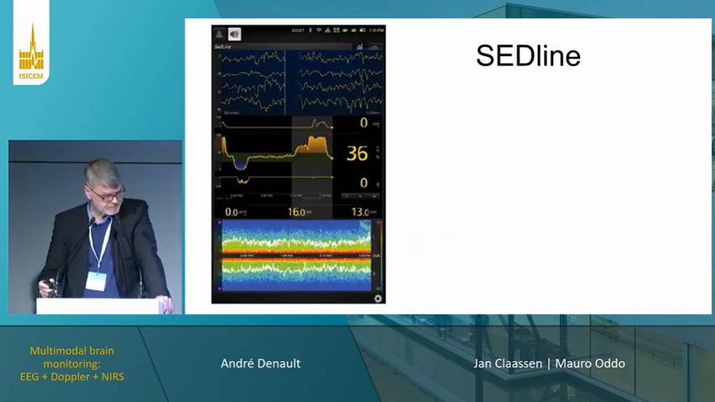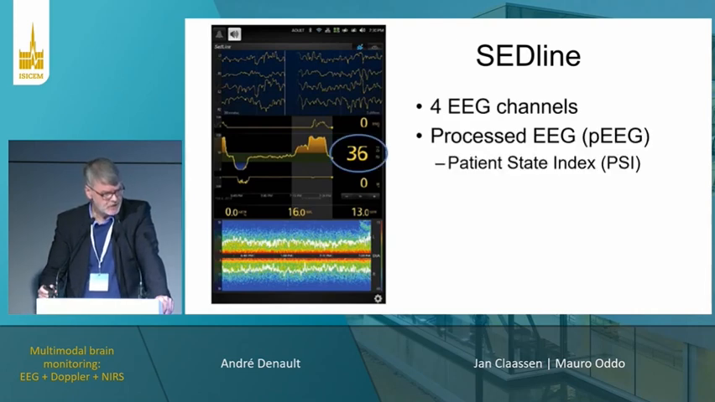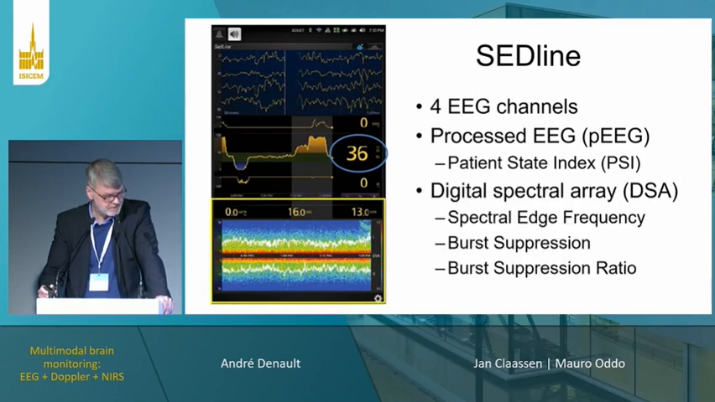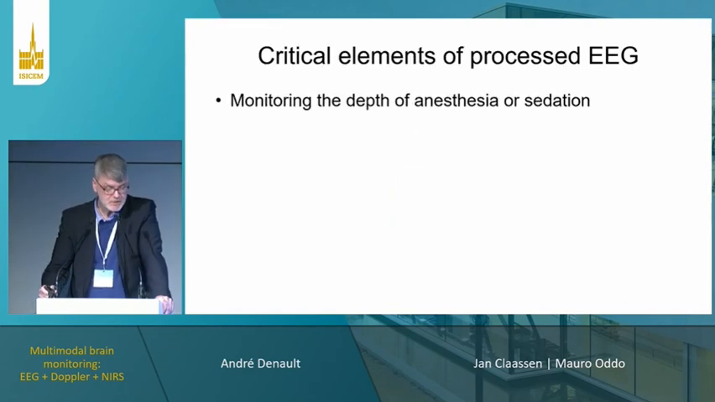Process EEG, and this is the device we've been using, provides you with 4 frontal EEG channels. You have what we call the patient state index, which gives you a number in relation to the electrical activity. And you also have the digital spectral array, which is quite useful when you want to detect what we call burst suppression.